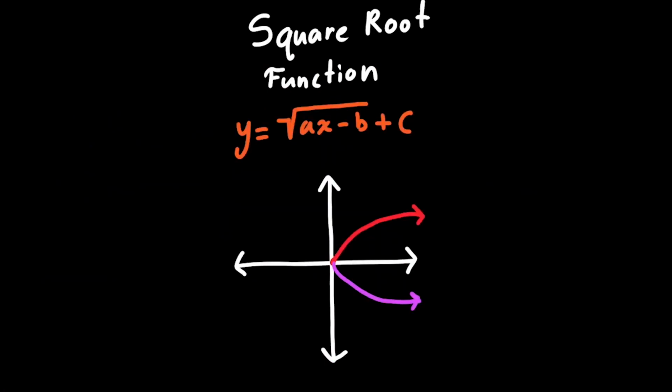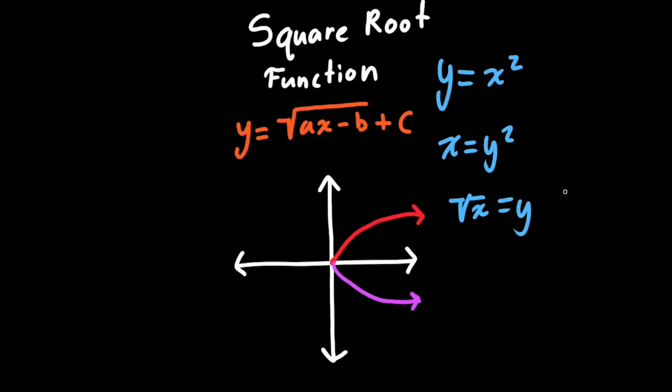Up next, we got our first inverse. The square root function is actually the inverse of the quadratic function, meaning that if we were to take a basic quadratic function, say the parent function y is equal to x squared, and switch around the x and the y, x is equal to y squared, and then try to isolate y by itself, we just square root both sides. Square root x is equal to y. That would be our function.